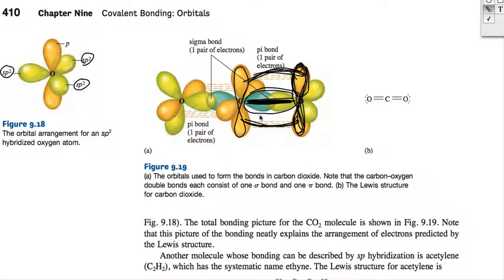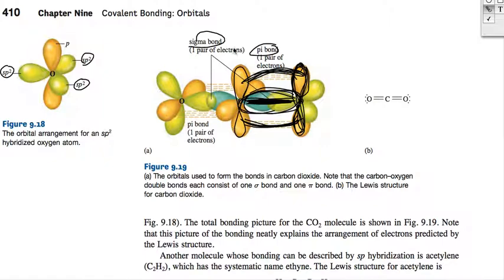The second part, this is not 3 bonds, it's actually 2. Here's one, head-on overlapping, that's called a sigma, and then the parallel overlapping here is called the pi bond, and that's the second bond. So that's where you get a double bond, okay?